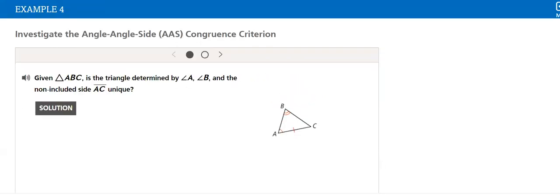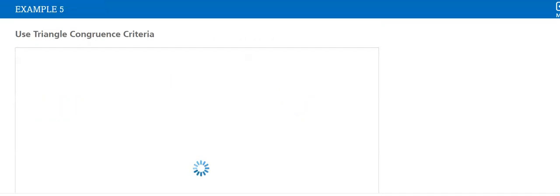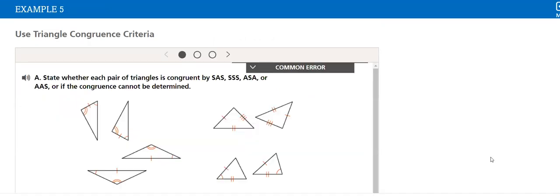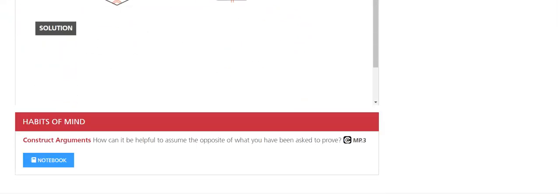Then we will investigate the angle-angle side congruence criteria. We will explain it. And then we will use it in our questions, like questions here.